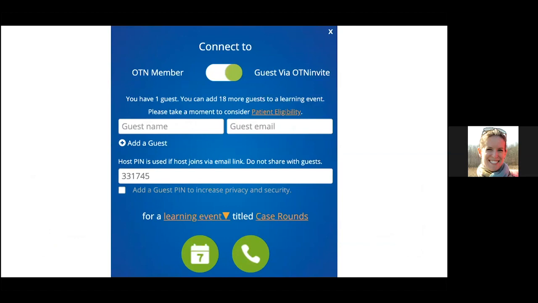And so you can invite guests via OTN by entering their name and email, and you can add up to 19 guests to an event. And then you can change the title of the event and call it whatever you want. And then you schedule the event and it sends a link for everyone to join by email.